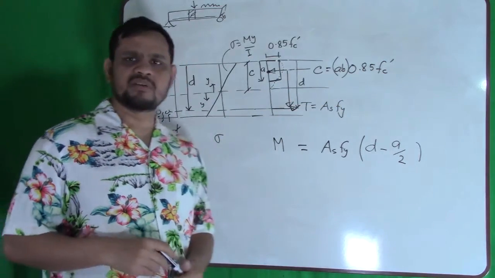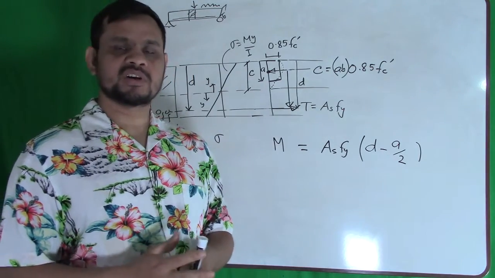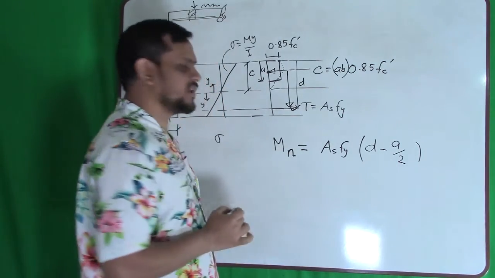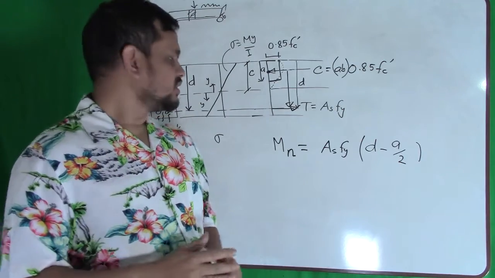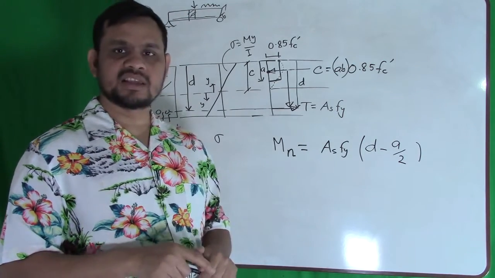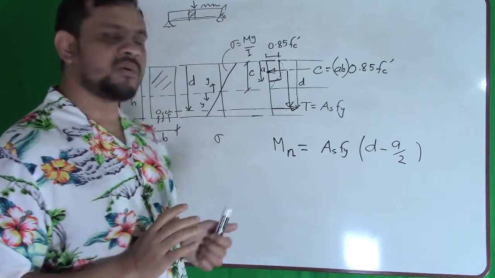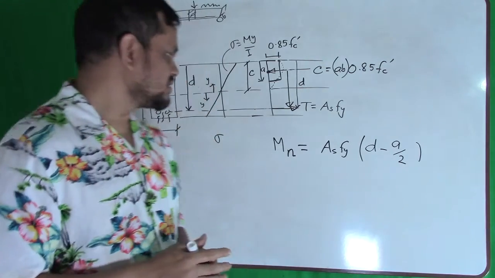Now this moment I found, what kind of moment is this? It is the theoretical moment, whatever my section can take. So theoretical, then we write Mn. What does n mean? n means nominal. So that is the nominal strength capacity of this beam section. This is how the nominal capacity is coming from. This is nominal.